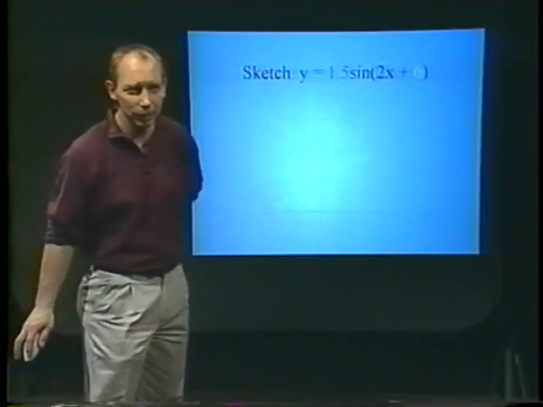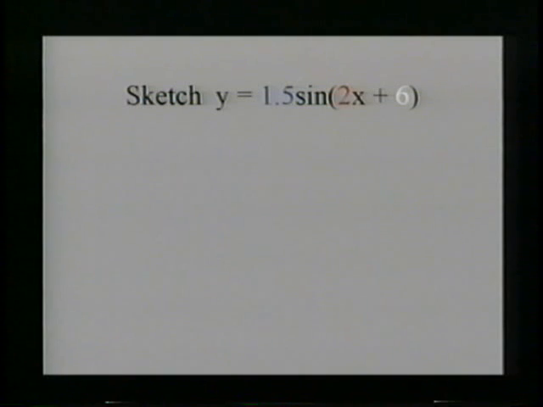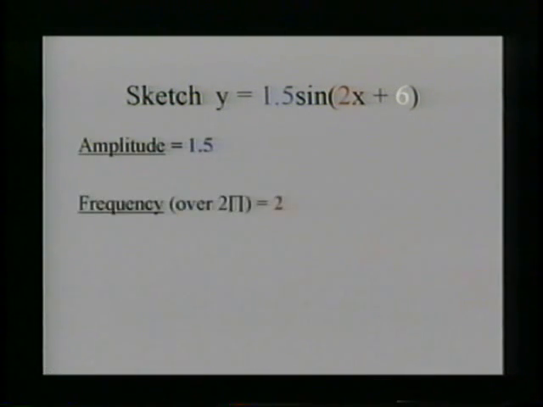We'll sketch y equals 1.5 sine of 2x plus 6. Ugh, that looks tough. Well, don't be afraid. Figure out what each of the things are first. The a in front of the sine is 1.5. That's how high it gets. The frequency is the b, the number in front of x. That's how often it's going to occur over the 2 pi period.